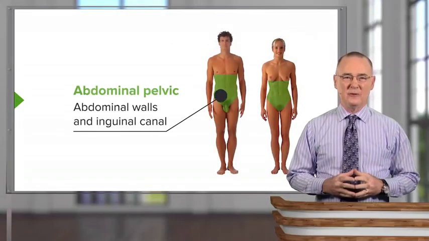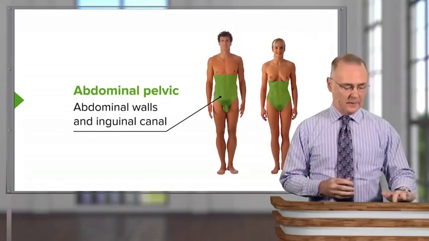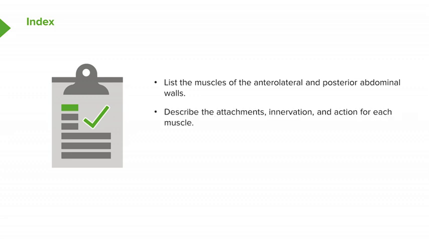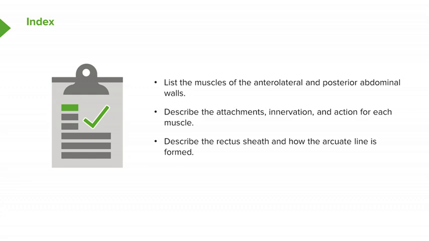Welcome to this lecture on the abdominal wall. This slide lists the objectives that you should be able to answer at the conclusion of this presentation. First, list the muscles of the anterolateral and posterior abdominal walls. Describe the attachments, innervation, and action for each muscle. Describe the rectus sheath and how the arcuate line is formed.